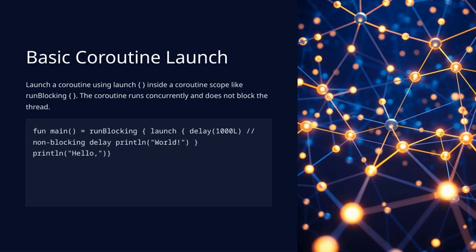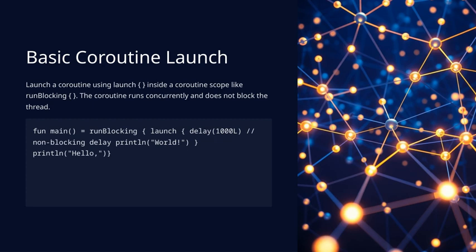All right, let's talk about the basic way to launch a coroutine. So you use the launch function inside a coroutine scope, like runBlocking. This means that the coroutine runs concurrently with other code, and importantly, it doesn't block the main thread. In the example, we have a main function that starts with runBlocking, which creates a blocking coroutine scope. Inside that scope, we launch another coroutine using launch.